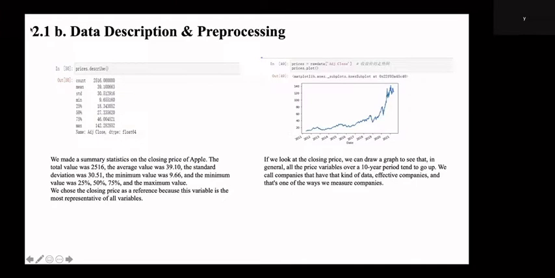Using the prices described, we have made summary statistics on the closing price of Apple. You can check the mean, standard deviation, minimum and maximum here. And the closing price is selected as a reference because it is the most representative of all variables. We then visualize the data by plotting the adjusted closing price. In general, the adjusted closing price showed an upward trend in this 10-year time frame. And we call companies that have this kind of data effective companies.